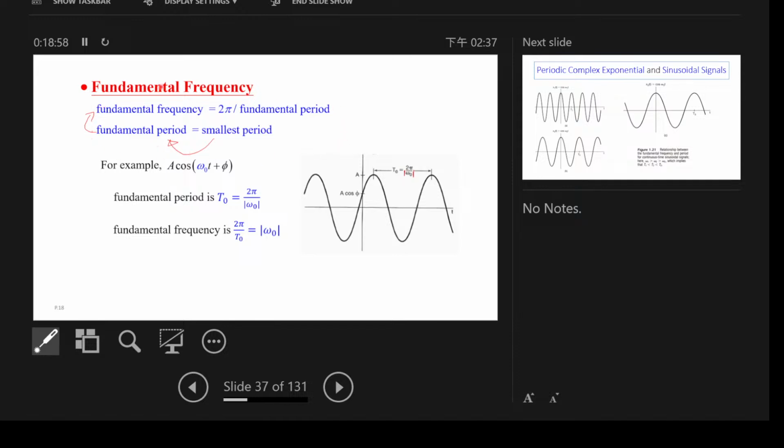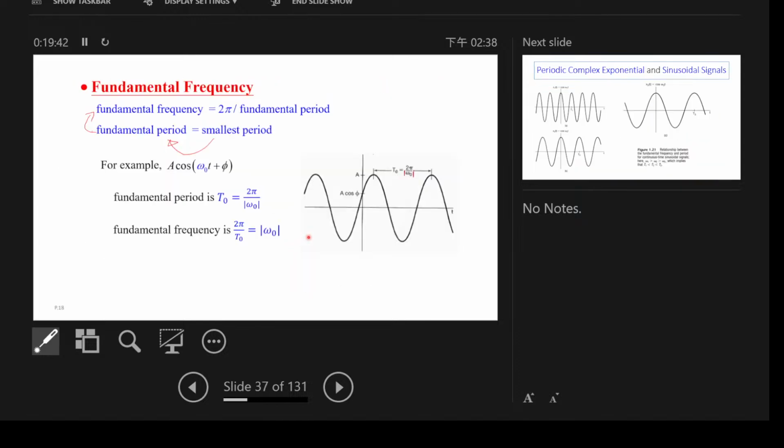Let's review the definitions of fundamental period and fundamental frequency. The fundamental period is defined as the smallest positive period, and periods are always positive. The fundamental frequency is defined as 2 pi divided by the fundamental period. For example, for the sinusoidal function a cosine of omega 0 t plus phi, the fundamental period, as we see in the picture, is 2 pi divided by the absolute value of omega 0, and the fundamental frequency is 2 pi divided by T0. You cancel the 2 pi and get the absolute value of omega 0.